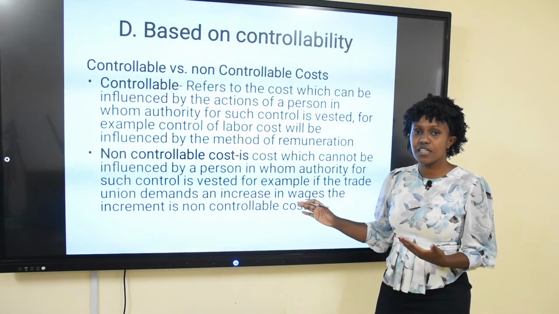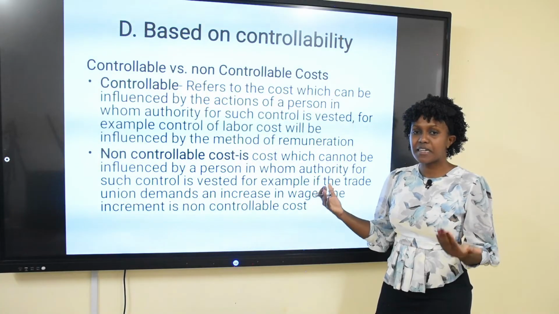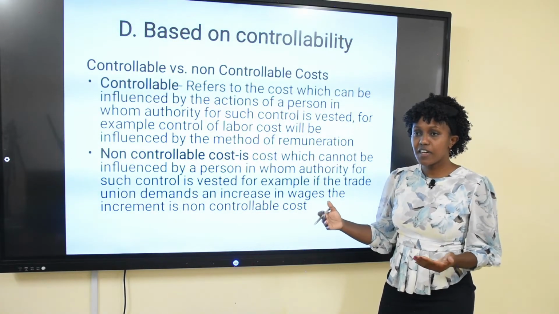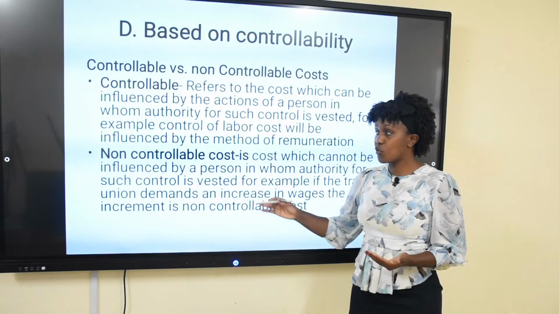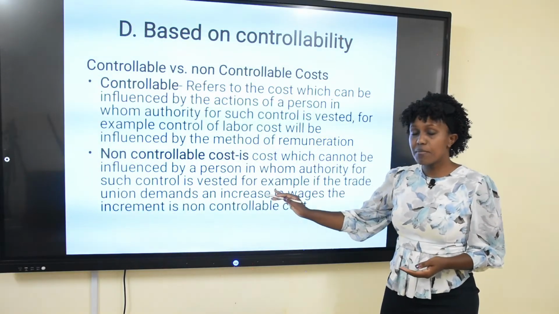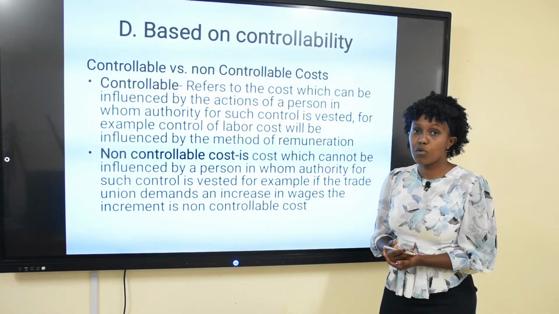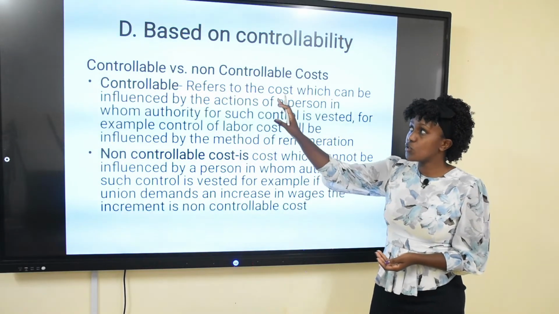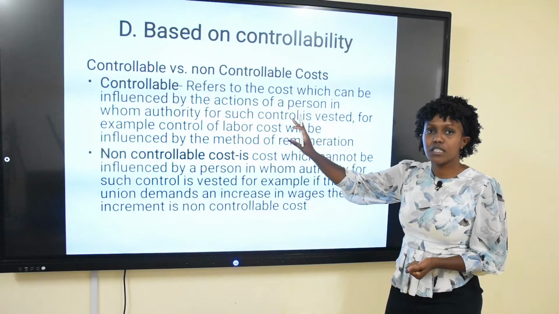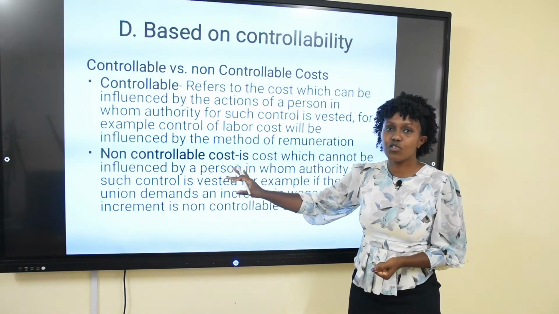It is not in his mandate. He has to abide. So if the government has introduced a new tax, he has to abide by that. If the labor unions have demanded an increase in wages, then that increment is an uncontrollable cost to the manager. So that is what we mean here by controllable costs and non-controllable costs.